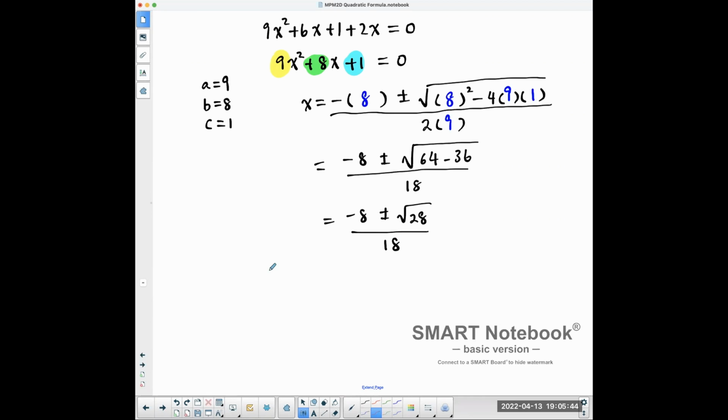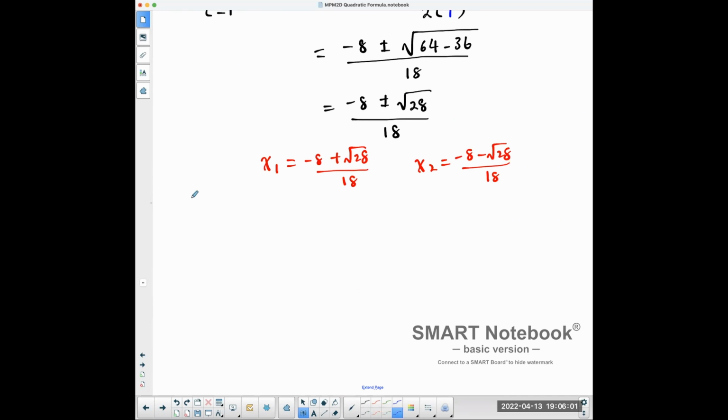So two x-intercepts. The first one is going to be negative 8 plus square root of 28 over 18. Second x-intercept is going to be negative 8 minus square root of 28 over 18. Now we actually have to simplify things like this. When you have a square root of 28, it can be written as square root of 4 times square root of 7, which means this is equal to 2 root 7. So we can simplify it and write this as negative 8 plus 2 root 7 over 18.